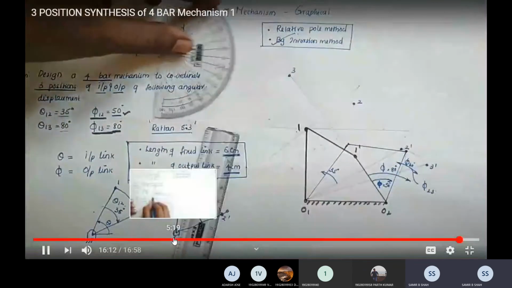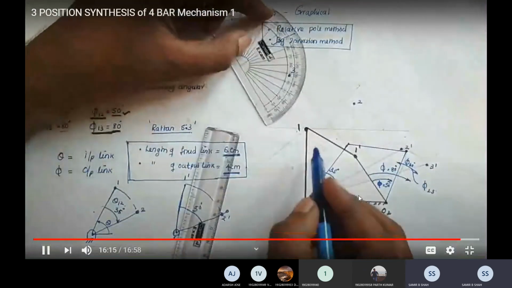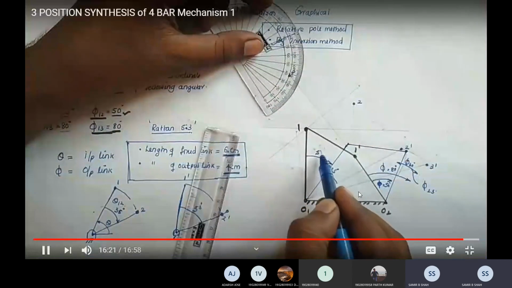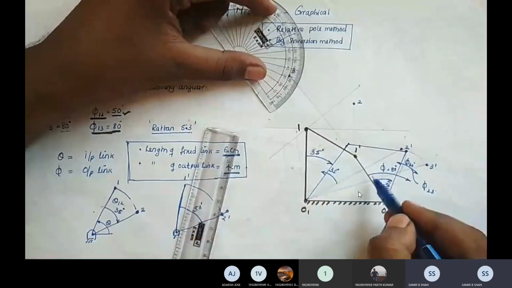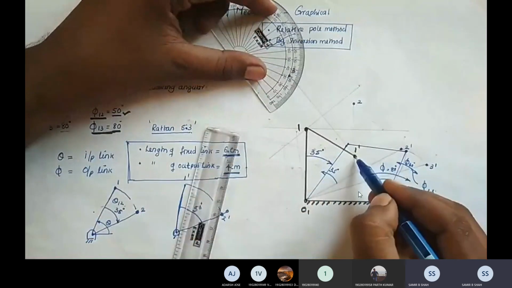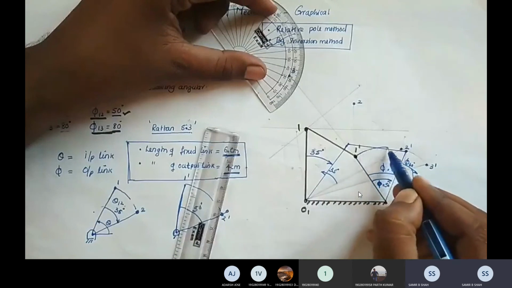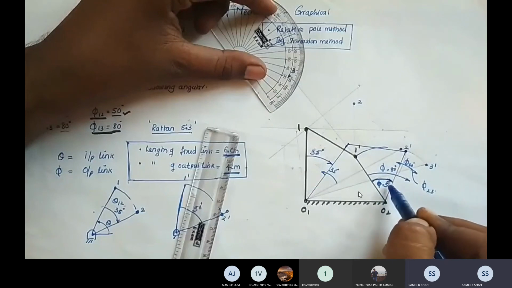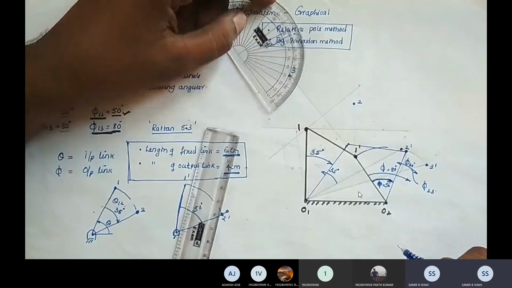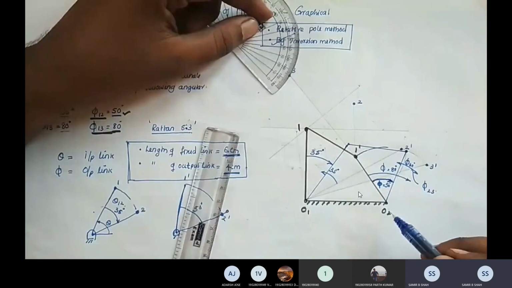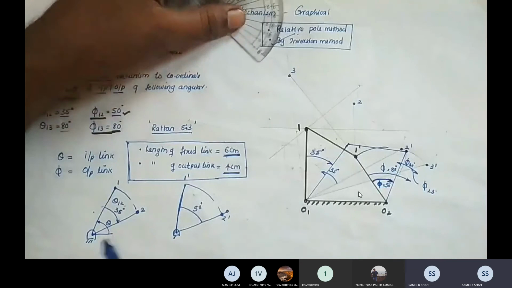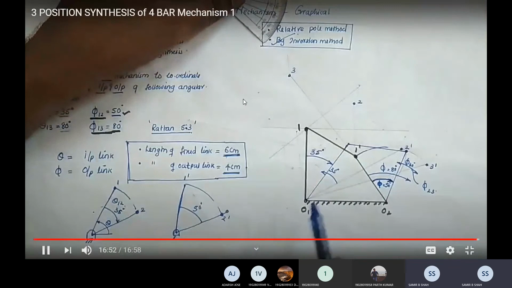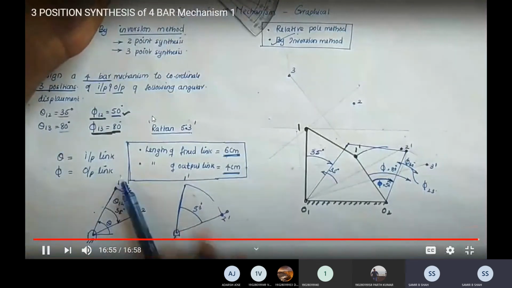Here you will see, if the input link is moving 35 degrees in the clockwise direction, the output link, that means this O2 to 1, will move to here. That means this angle should be 50 degrees. That's the record mechanism. If you need to check the third point, it will also be in a similar manner. Please check according to the similar manner as the second position displacement. Thank you.